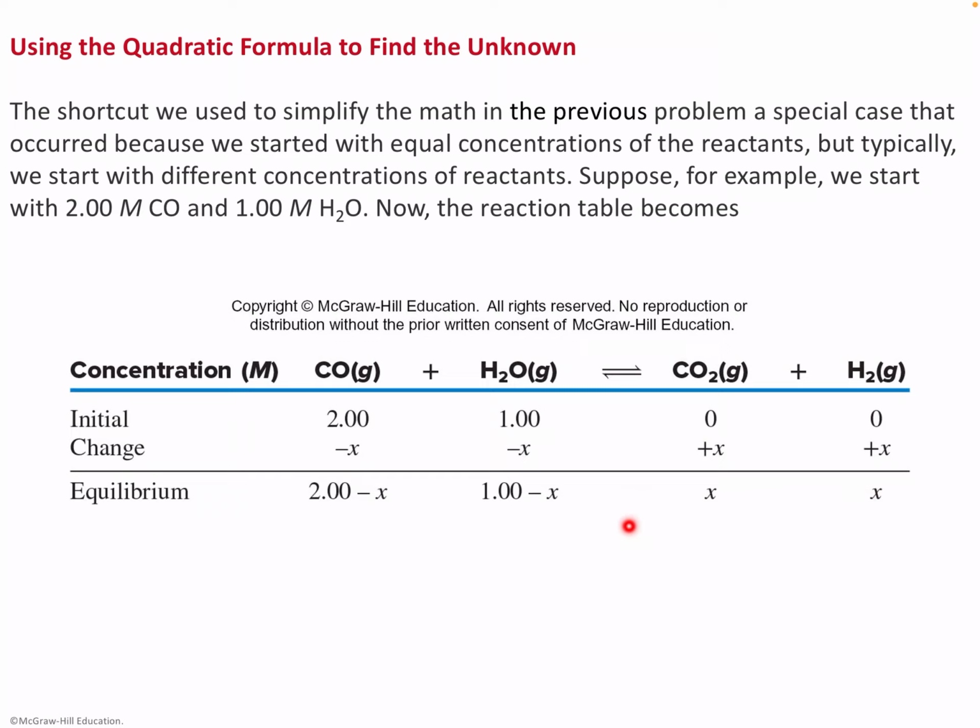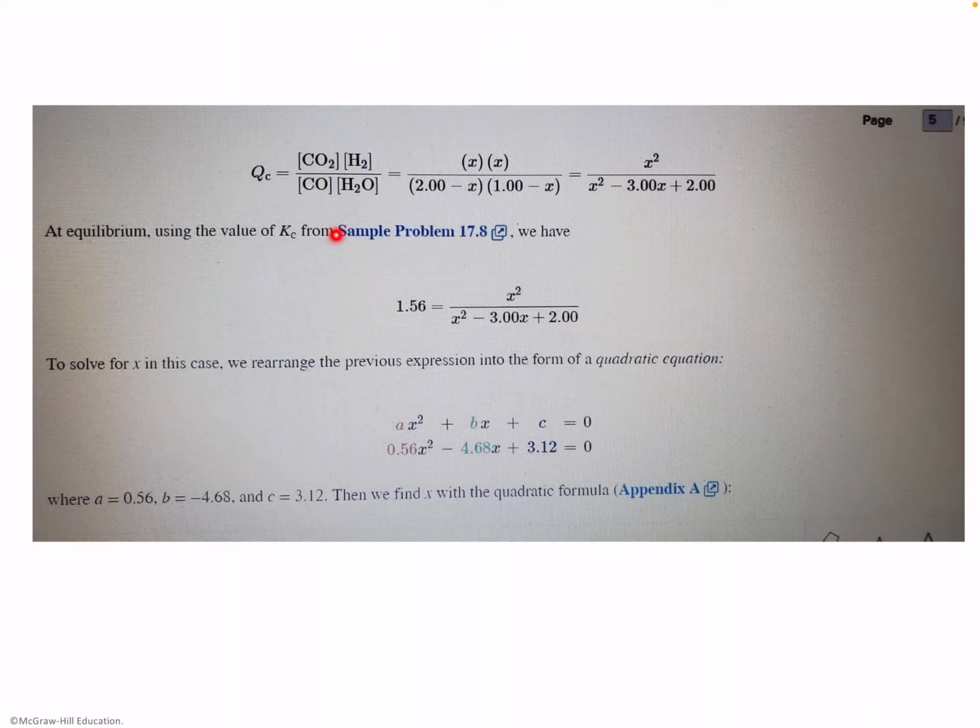Now we can come up with the Qc. So the Qc is going to be the carbon dioxide and hydrogen concentrations over carbon monoxide and water, like this. Now carbon dioxide and hydrogen, they are x amounts. Carbon monoxide is 2 minus x, water is 1 minus x. Now look here, because these two are different, we have to multiply them. You know how the parentheses need to be multiplied.